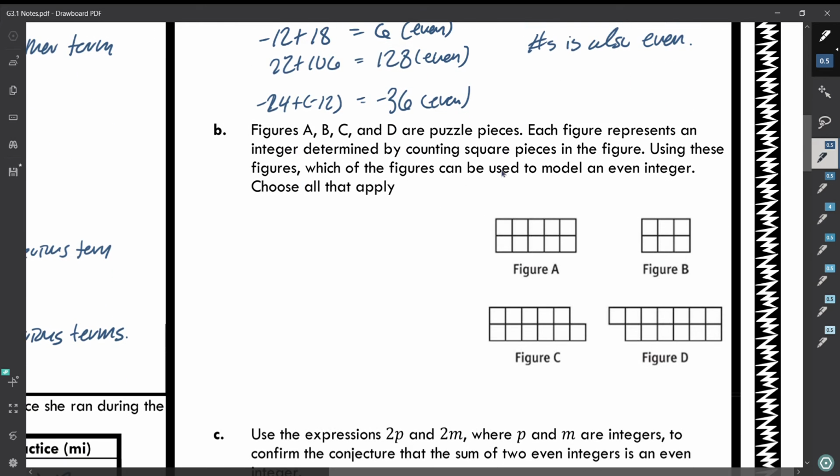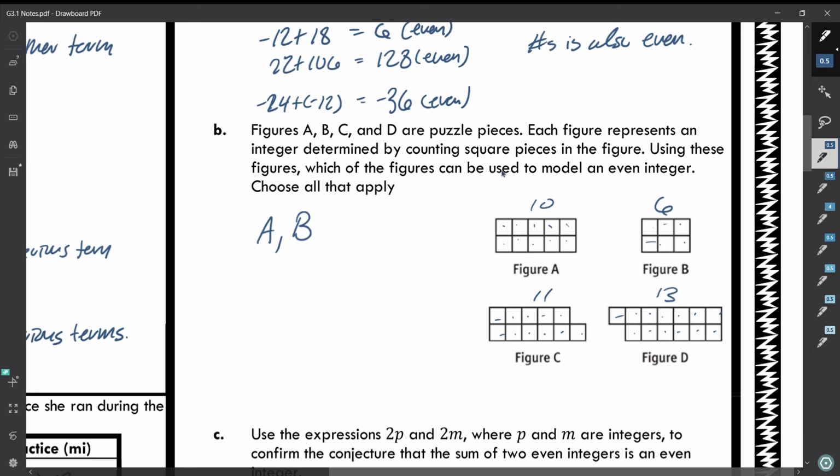So if I count figure A, 1, 2, 3, 4, 5, 6, 7, 8, 9, 10, that's an even integer, so we'll say A. Then 1, 2, 3, 4, 5, 6. Then 1 through 11. Then 1 through 13. So the top 2, A and B, are even. The bottom 2 are odd.